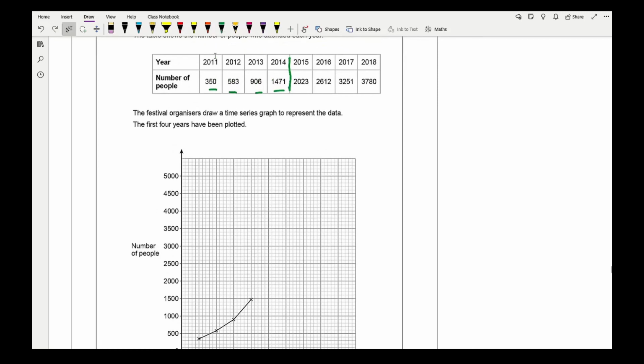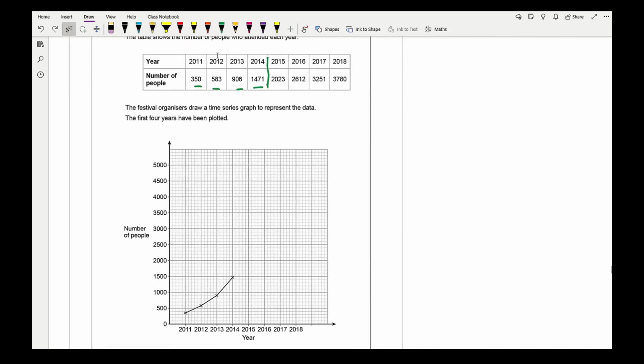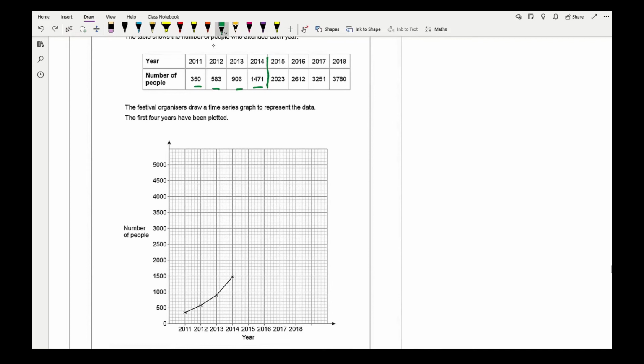Now I can just about see that, but I'm just going to zoom out a little bit so I can see both the numbers. So for 2015, what we need to do is plot as close as possible to 2023. I'm going to guess that each of these bars represents 100. So I'm going to say it's somewhere there. For the next one, it's 2600, so that's going to be just above the first block, which is there.